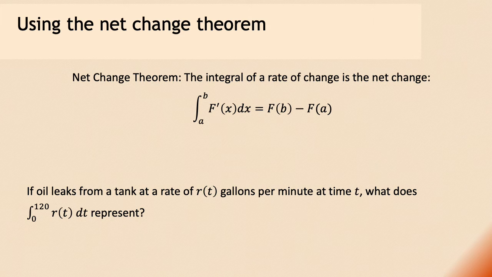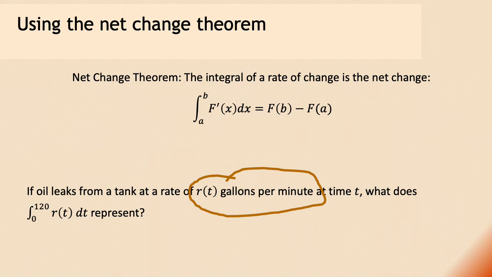So let's look at this one little example. If oil leaks from a tank at a rate of R of t gallons per minute, so it's a function, they're not defining the function for us. We're just saying that R of t, gallons per minute, is a rate. So the oil is leaking from this tank at this rate. What does the integral from 0 to 120 of R of t dt represent?